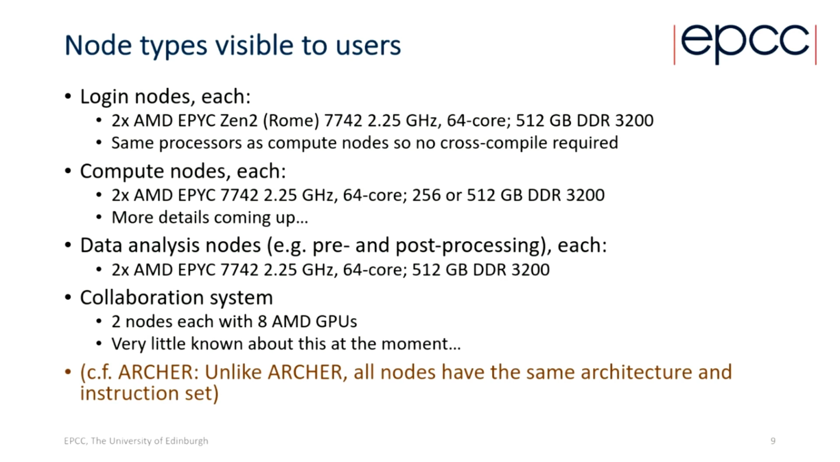There is also what is known as the collaboration system. We know very little about this at the moment. We think there's going to be 2 nodes with 8 AMD GPUs. Not sure what that's for, or how it's going to be used, or how it's going to be configured, or what's going to be available on it at the moment. There'll be more information in due course once we have it going forwards.